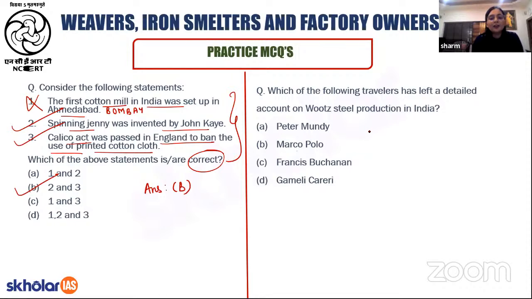Now, students, the next question is asking us that which of these following travelers had left a detailed account on the wood steel production in India?